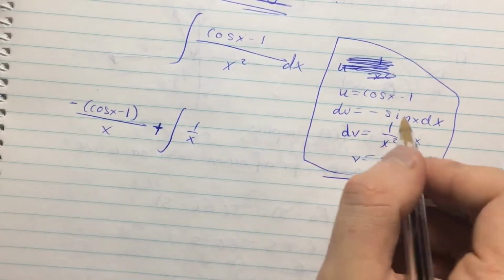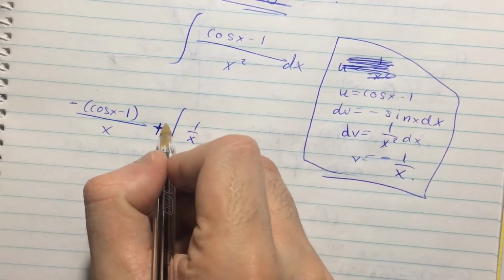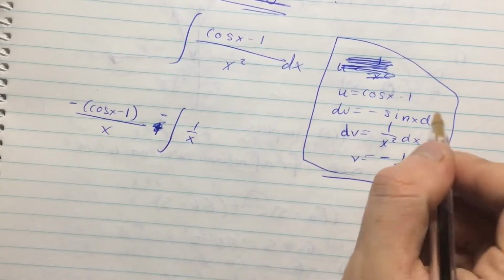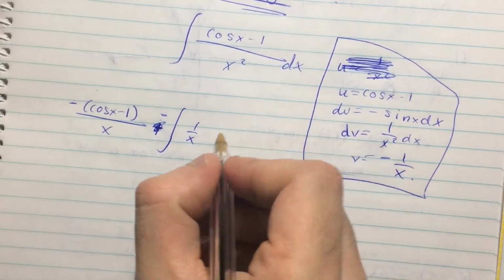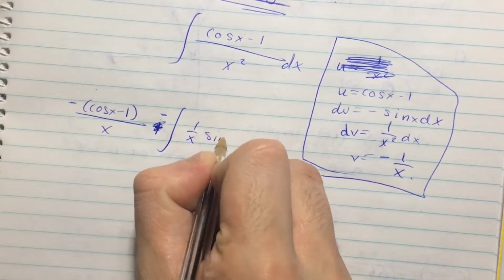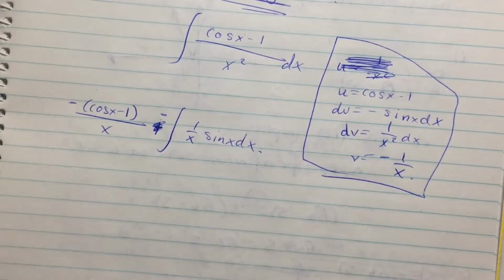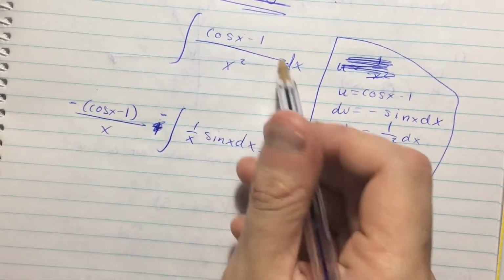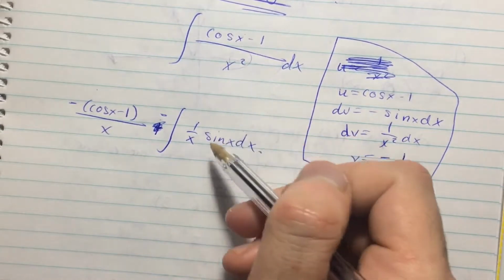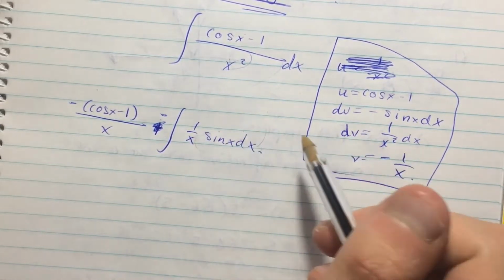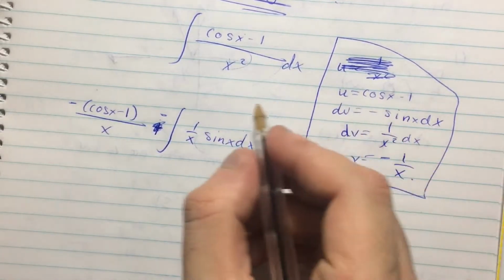Oh, it's still a negative actually because of this sine x over here, sine x dx. I guess you could say the integral's looking better now. I mean, I've taken it from x squared to x, but I've swapped the trig sign. Alright, well, let's try it again.